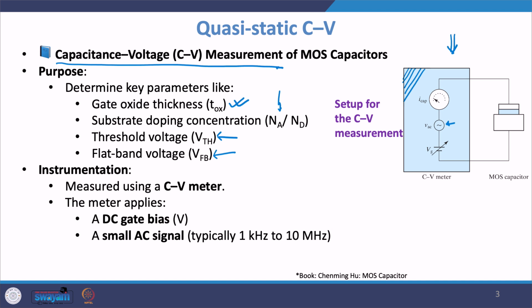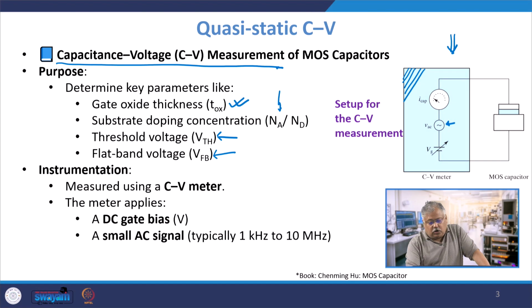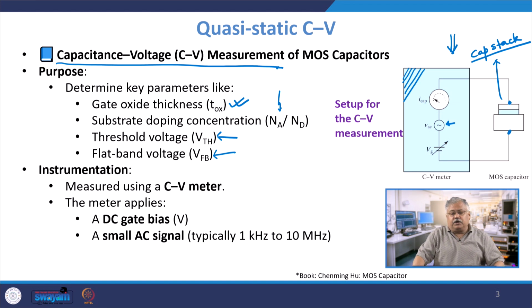The right hand side, if you look, is basically a measurement setup for CV, where the blue colored part is the CV measurement setup, and this is known as a CV meter, which consists of a fixed current source, an AC signal which is VAC here, and a variable bias. If you apply a voltage across the cap stack, the capacitance stack, you apply the potential across its two edges and then try to find out the amount of current flowing through the device, and from there extract the capacitance value.